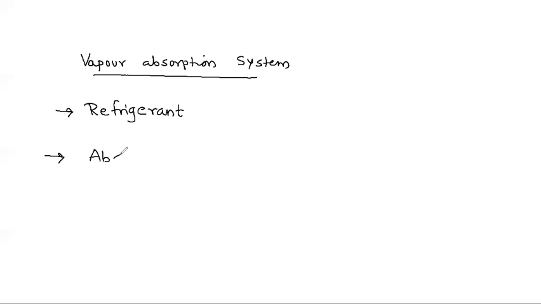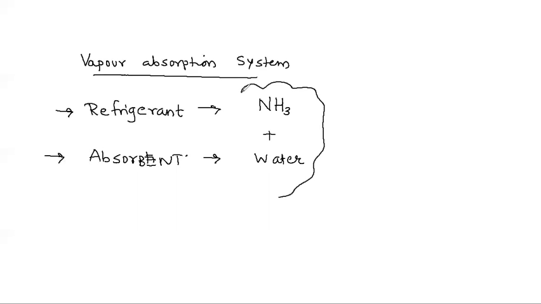Okay, and this is a pair, refrigerant and absorbent. Depending upon which is the refrigerant and which is the absorbent, you will have different types of vapor absorption system. So one very popular system is wherein you are using ammonia as the refrigerant and you are using water as the absorbent. So this is one important pair which is going to give you the cooling effect in the vapor absorption system.